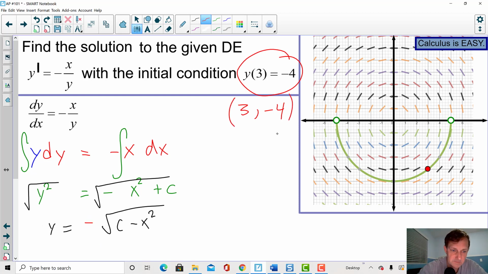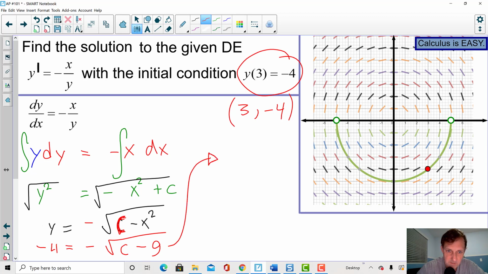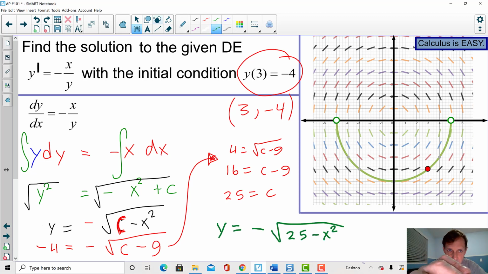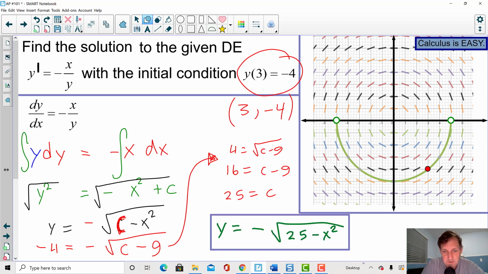And I still need to solve for the c. So to solve for the c value, I'm going to plug this point in, (3, -4). Let's go ahead and solve this. I'm going to multiply both sides by -1. I'm going to square both sides, add 9 to both sides, and I get that c is equal to 25. So we can write our final answer here. Put a box around that. There we go, that's our final answer. And that's just the bottom half of the circle with a radius of 5. Some of you might recognize that equation. All right, let's look at the next example.